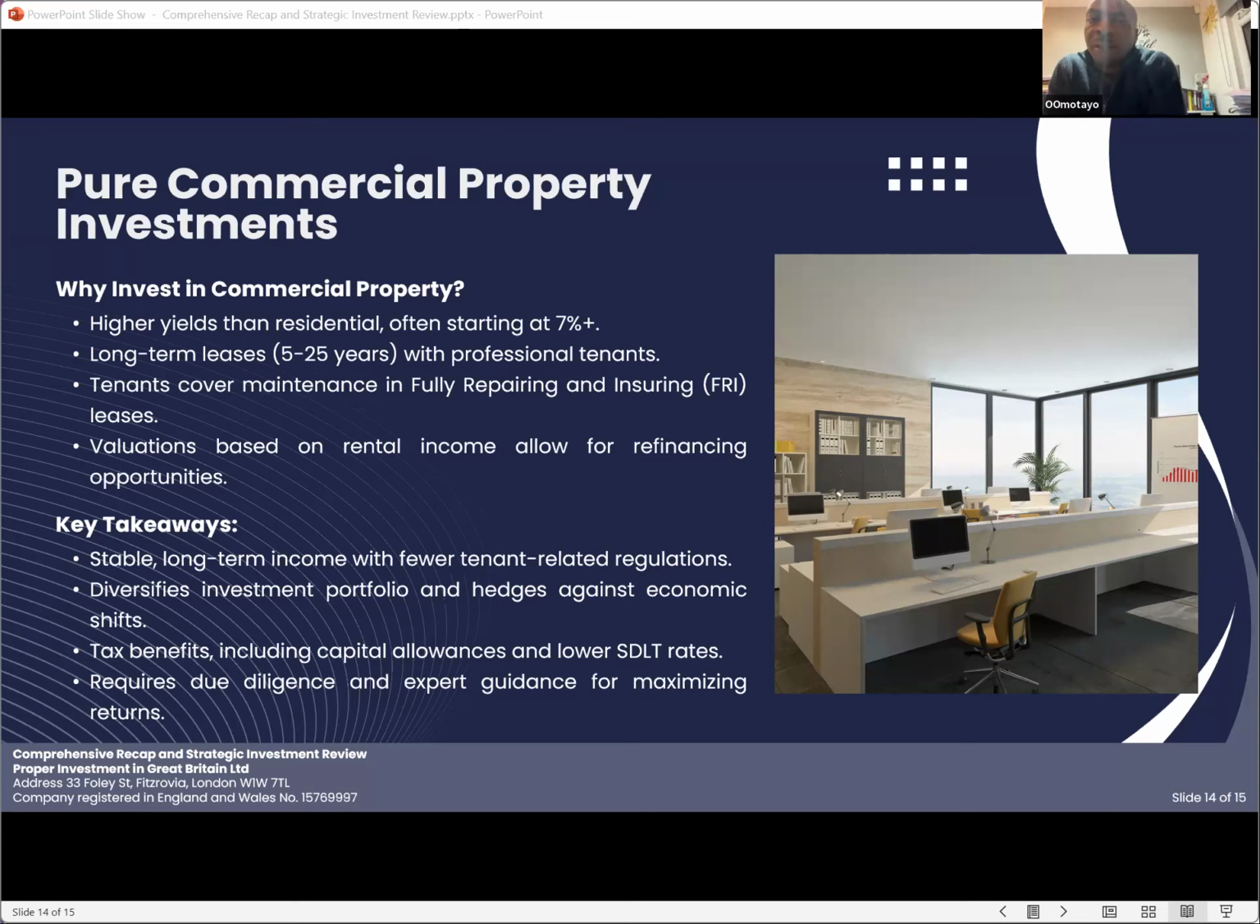Yes, I've got a question, and the question is regarding buying a limited company that owns a property. How does it work? Does your limited company now acquire the new limited company? How does it work in terms of saving tax?